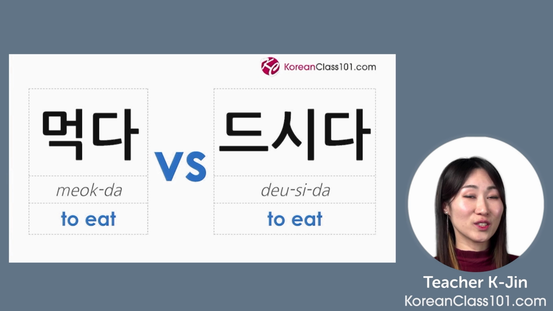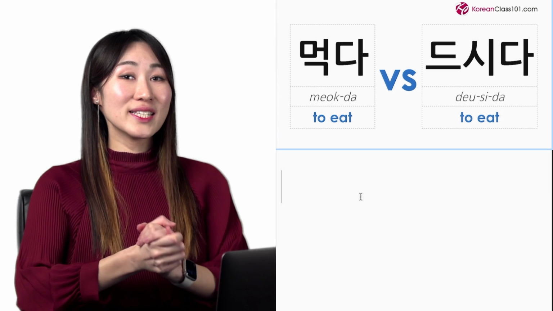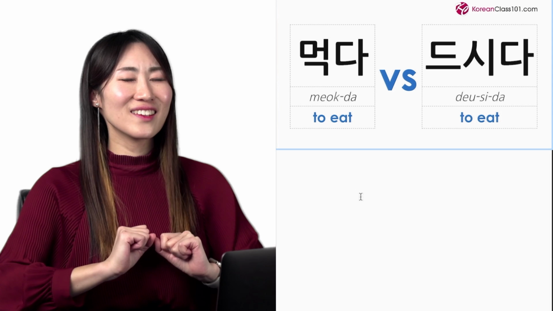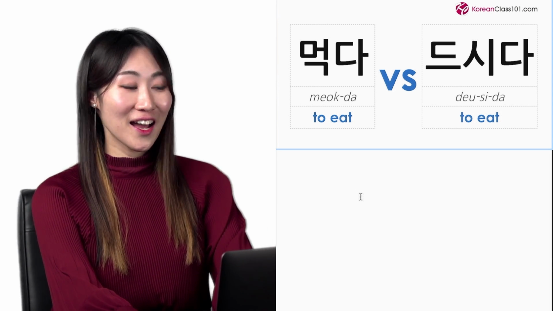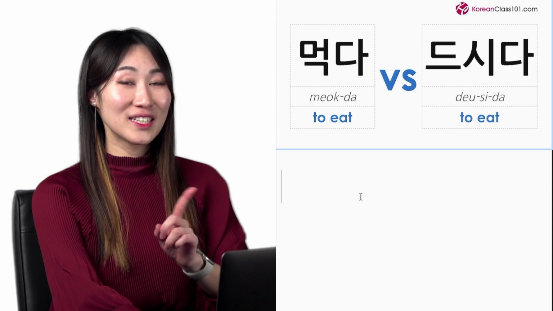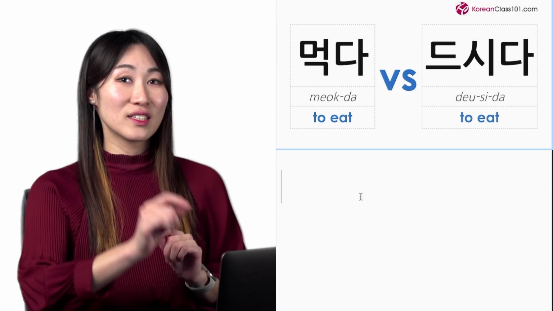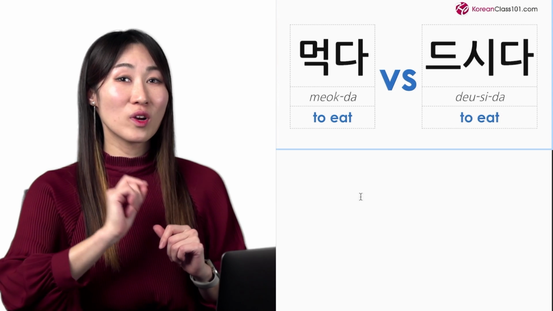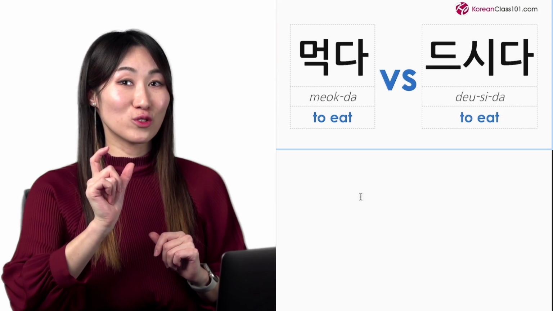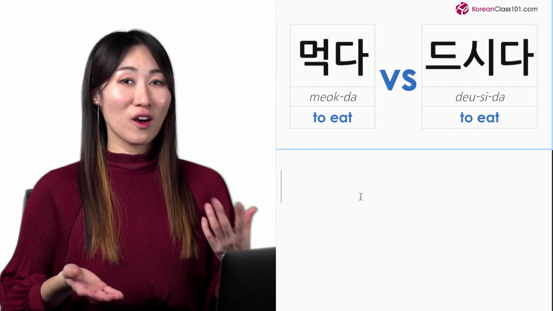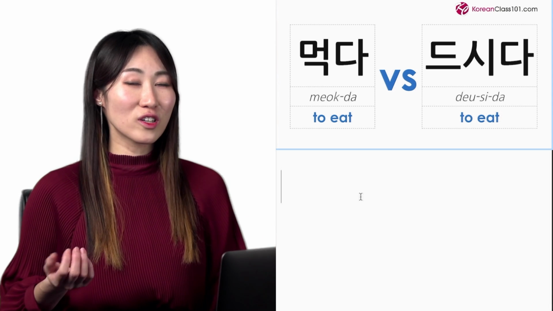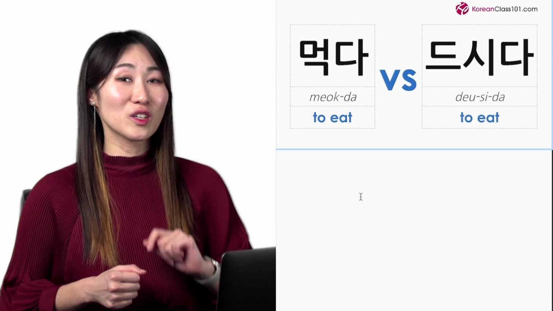Here's the second question. What is the difference between 먹다 and 드시다? Both of them mean to eat. But the difference is, again, the politeness level. So let's see. 친구가 피자를 먹어요. This 먹어요 is using the form 먹다, to eat. My friend is eating a pizza. So my friends, well, I don't have to use so much formal words for my friends. So I'm using the word 먹다.